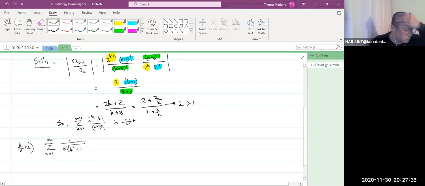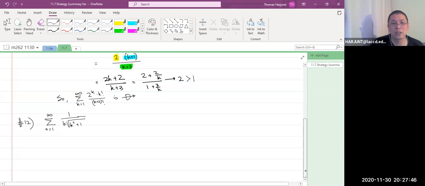What do you think? This is not alternating, so we don't worry about conditionally convergent. It's either convergent or divergent. Idea: consider b_k equals 1 over k squared.